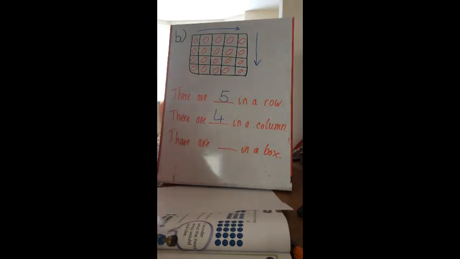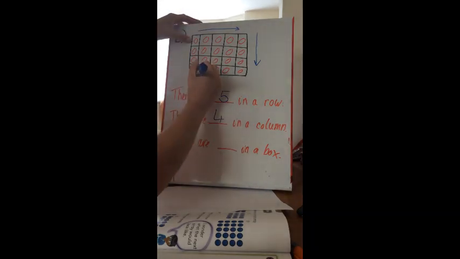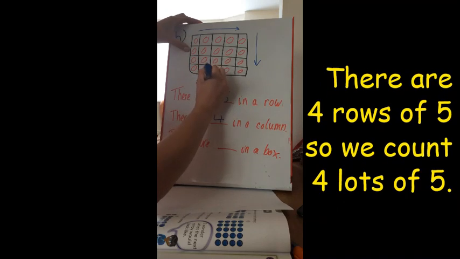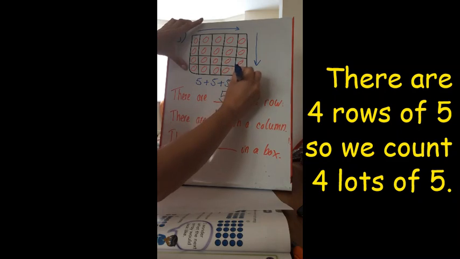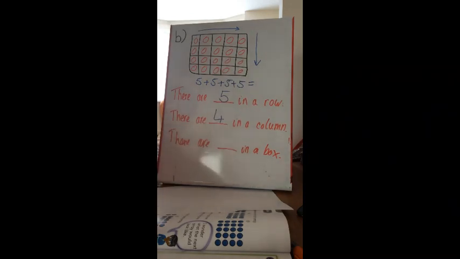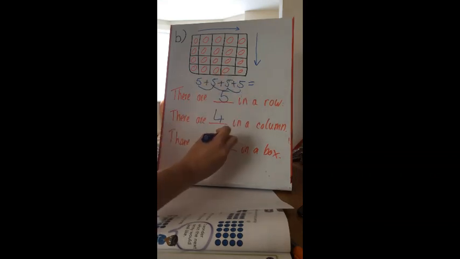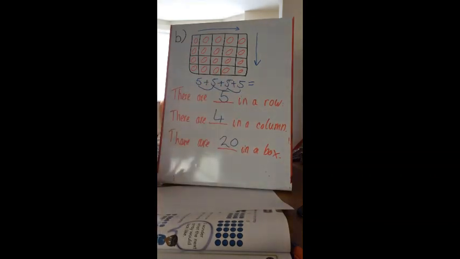How many are there in a full box? Now, are we better at counting in 4s or are we better at counting in 5s? We're better at counting in 5s. So let's do that. So we've got 5, add 5, add 5, add 5 equals, are you ready? 5, 10, 15, 20. There are 20 in each box. Have a go at doing C by yourself.